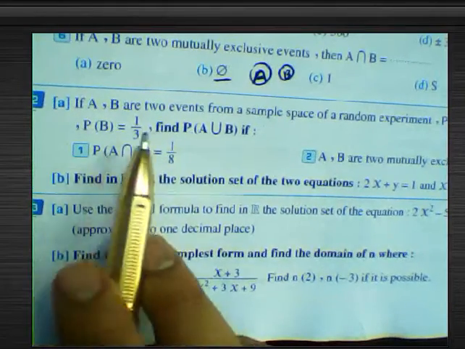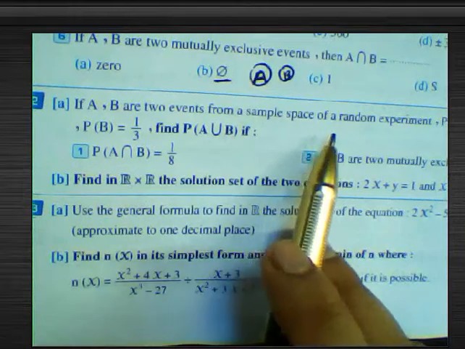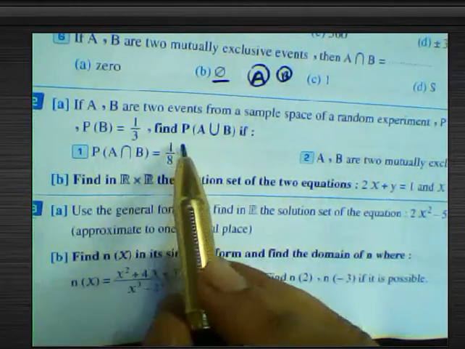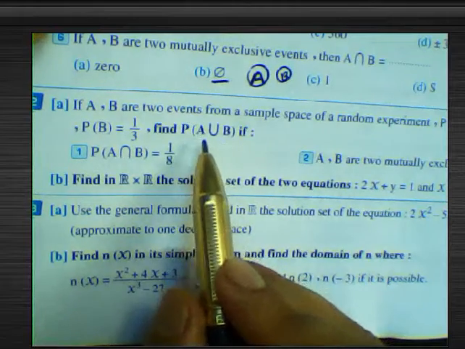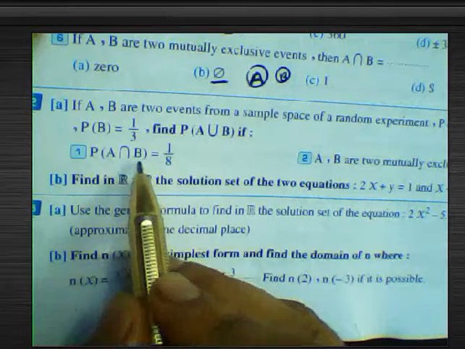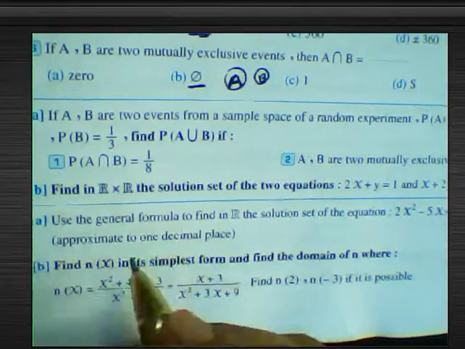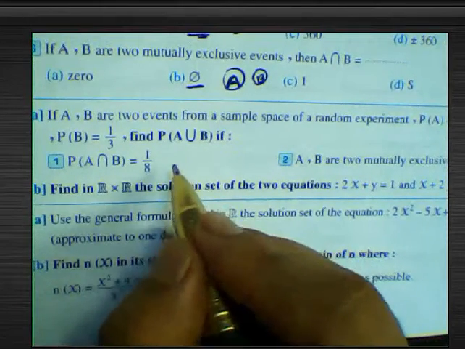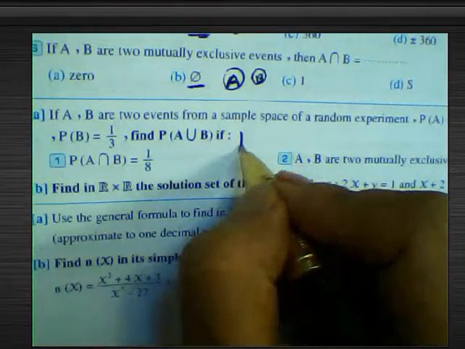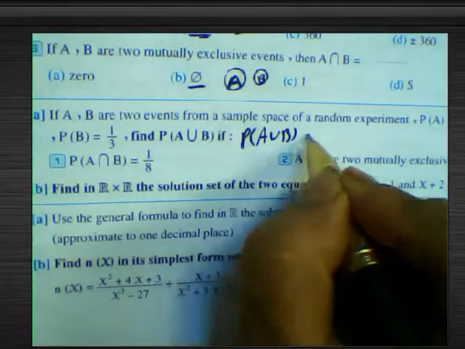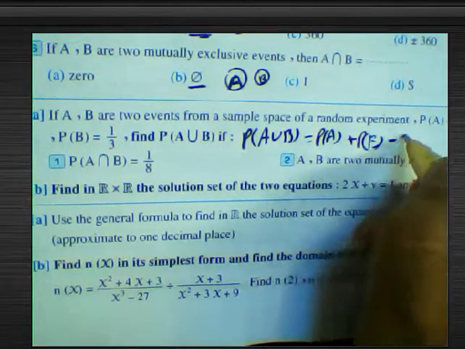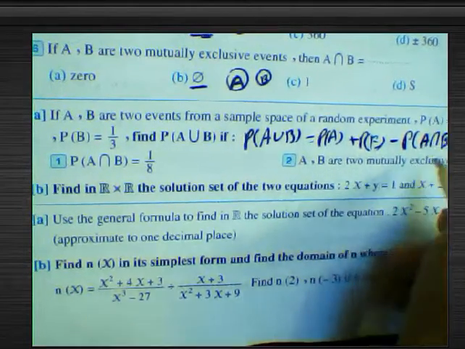Question number 7. If A and B are two events in a sample space of a random experiment, probability of A equals half, probability of B equals a third. Find the probability of A union B if the probability of A intersection B equals 1 over 8. He wants to find the union between A and B. We can write probability of A union B equals probability of A plus probability of B subtract probability of A intersection B.